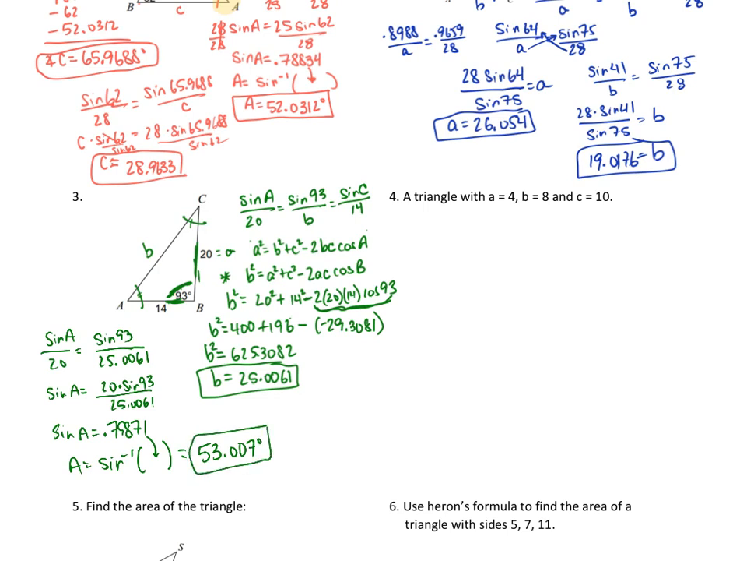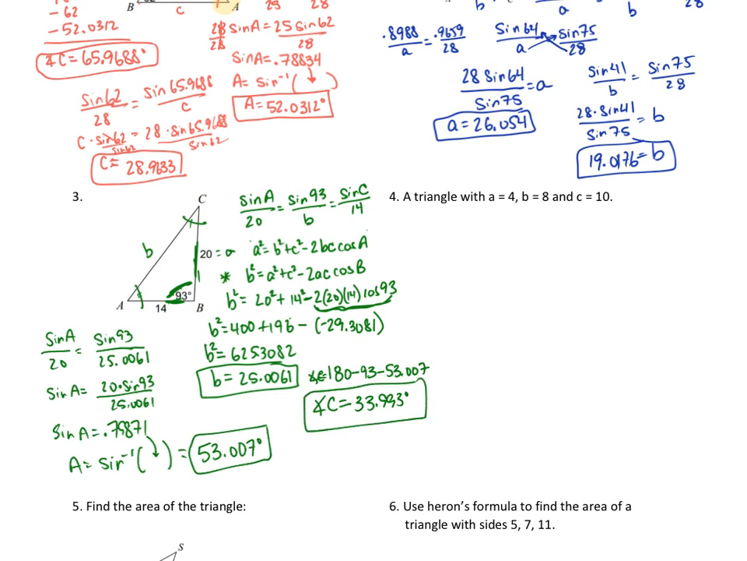Now I can solve for angle C. Angle C will be 180 minus 93 minus 53.007, and I will end up with 33.993 degrees.